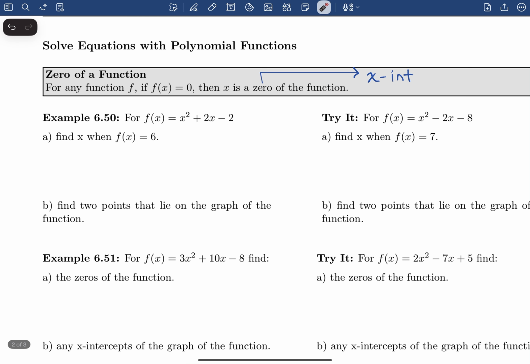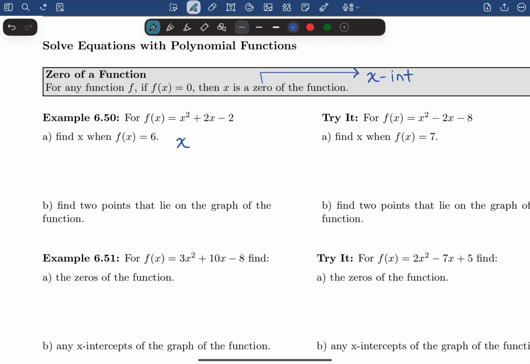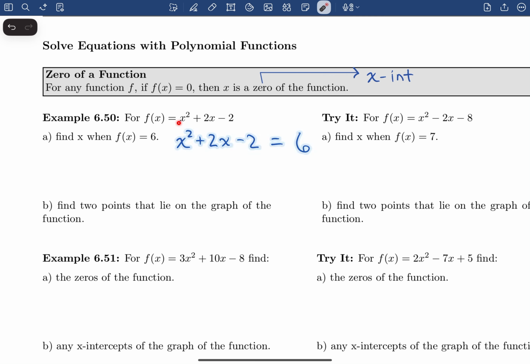Great. So now that we have this definition, 0 of a function, we're going to see them talk about it in some examples. Like this example asks for the zeros of the function. And so I will show you how to handle that. Let's talk about example 6.50. It says for f of x equals x squared plus 2x minus 2, find x when f of x equals 6. Well, my brain tells me, they just defined a function, f of x equals this stuff, but they also said that f of x equals 6. And so if f of x equals these two things, that means these two things equal each other because they both equal f of x. And so you would want to write these two things set equal to each other, right? x squared plus 2x minus 2 equals 6 because they both equal f of x.